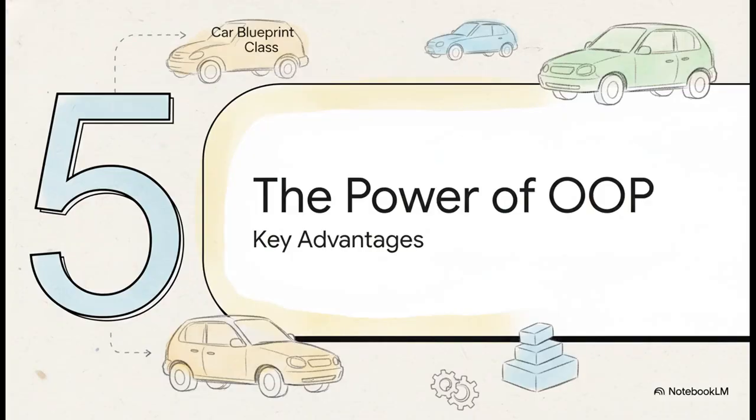So, we've covered a lot, right? Classes, objects, and these 4 big principles: abstraction, encapsulation, inheritance, and polymorphism. Which brings us to the most important question of all. So what? Why does any of this matter? Why was this way of building software such a revolution?